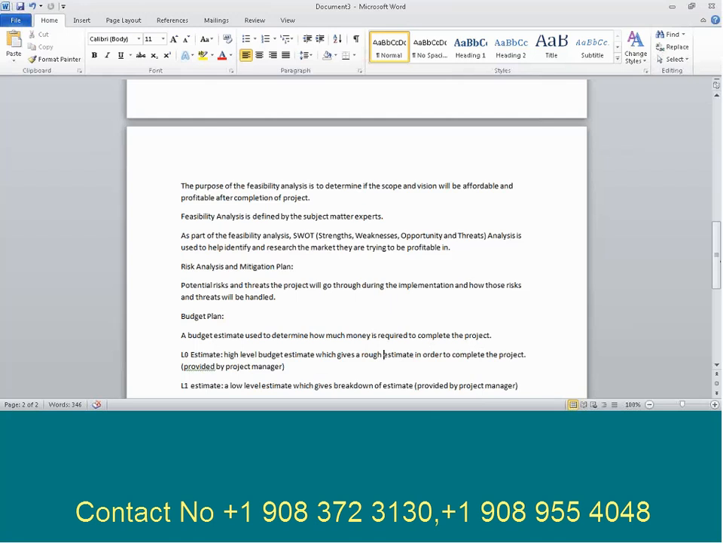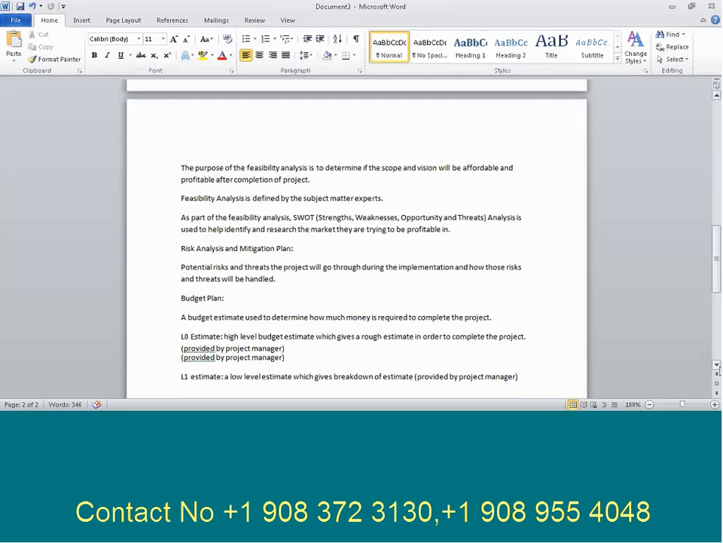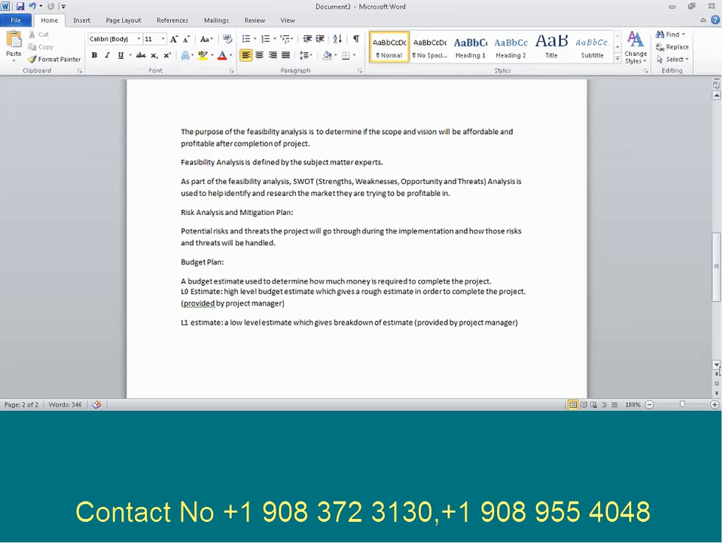See, as a BA, you may not be involved in all these phases at all. You may not be involved in feasibility. You may not be involved in risk or budget planning. That's not your area. We are discussing everything because we need to know the process. But most importantly, scope and vision, yes, you may be involved. Is it clear? Yes.